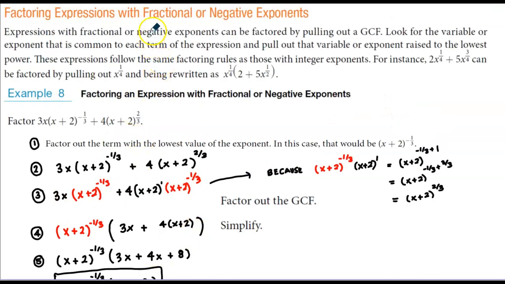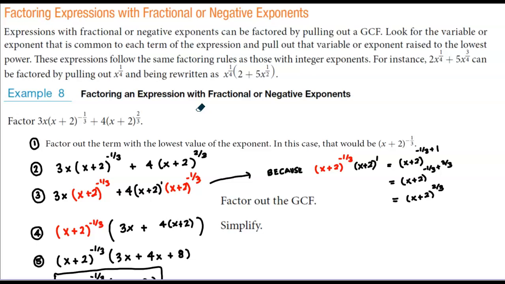Factoring expressions with fractional or negative exponents. Expressions with fractional or negative exponents can be factored by pulling out a greatest common factor. Look for the variable or the exponent that is common to each term of the expression and pull out that variable or exponent raised to the lowest power.